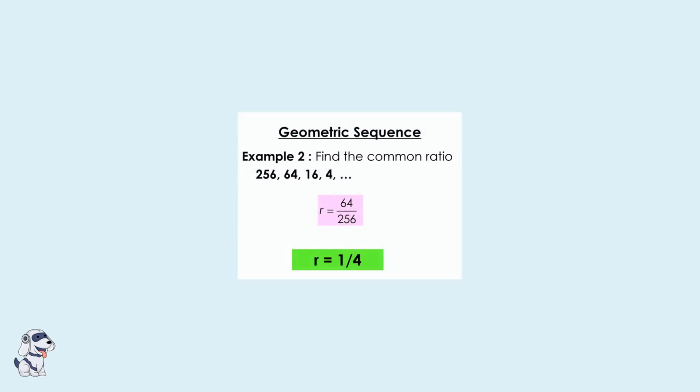Here's a concrete example. We have the geometric sequence 256, 64, 16, 4, and so on. To find the common ratio, we divide the second term by the first term. 64 divided by 256 equals 1/4.